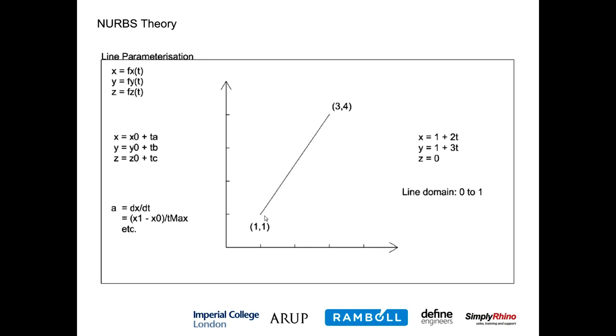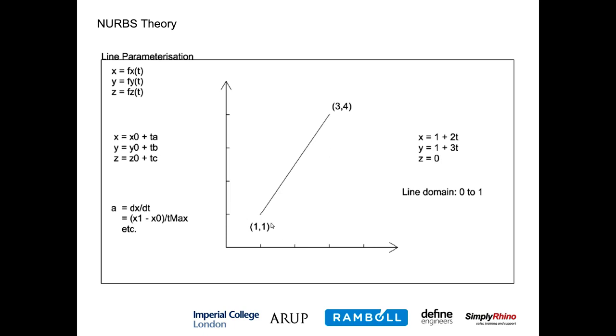So in this case here, we have a line between that point there and that point there. If we express that parameter t from 0 at the start of the curve to 1 at the end of the curve, then you can find any point along that curve just by plugging that parameter t into these equations. So if you want to find the position at the start of the line, then you plug 0 into that and you'll get 1, 1. Or if you want to find the end of the line, you plug in 1 and you'll get 3, 4.